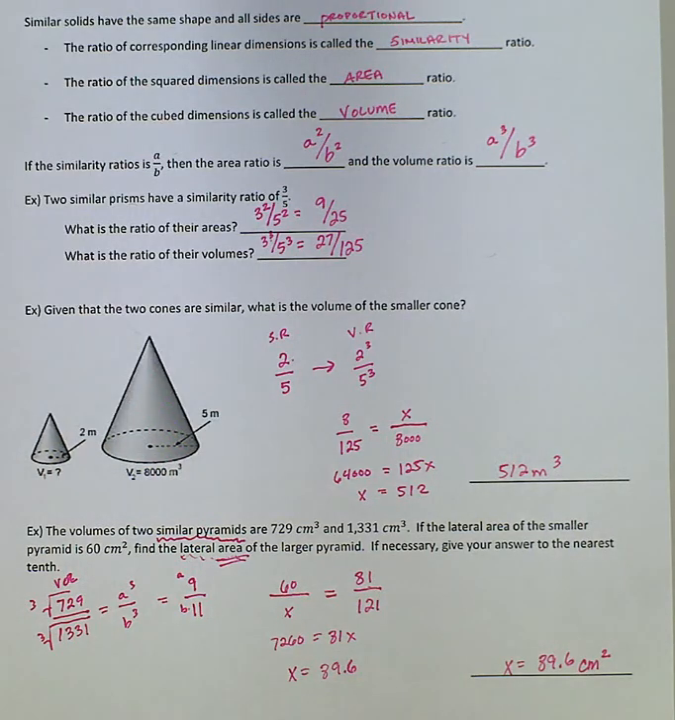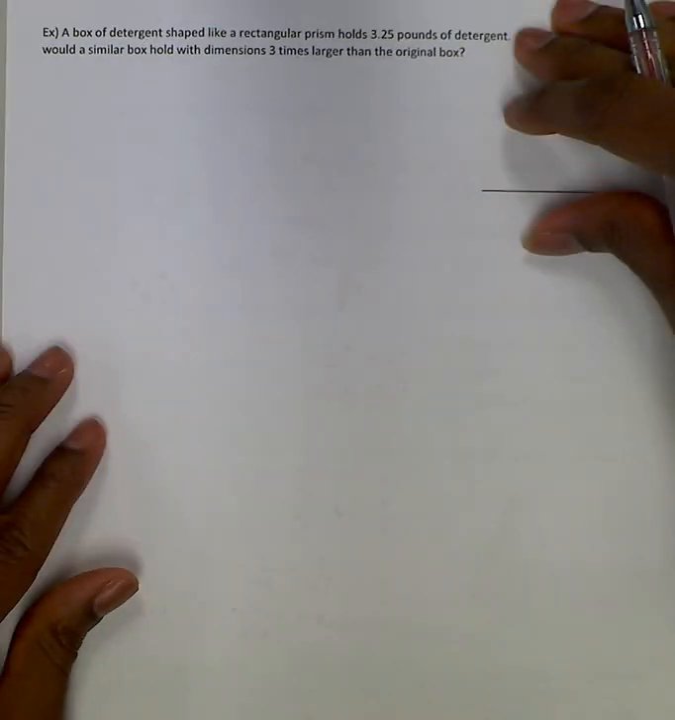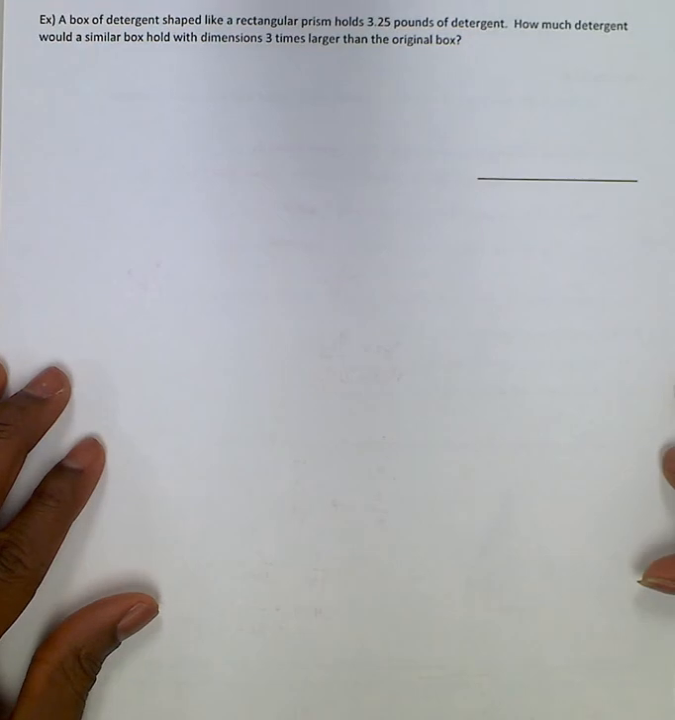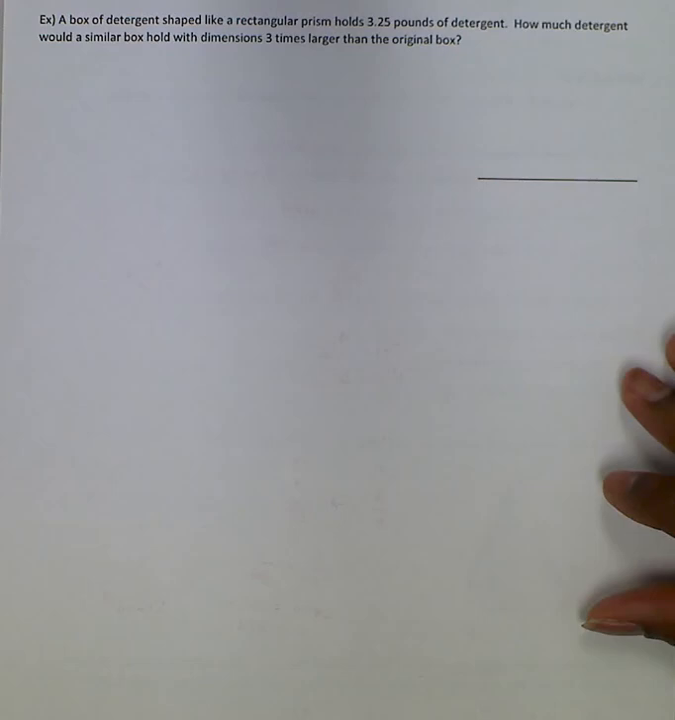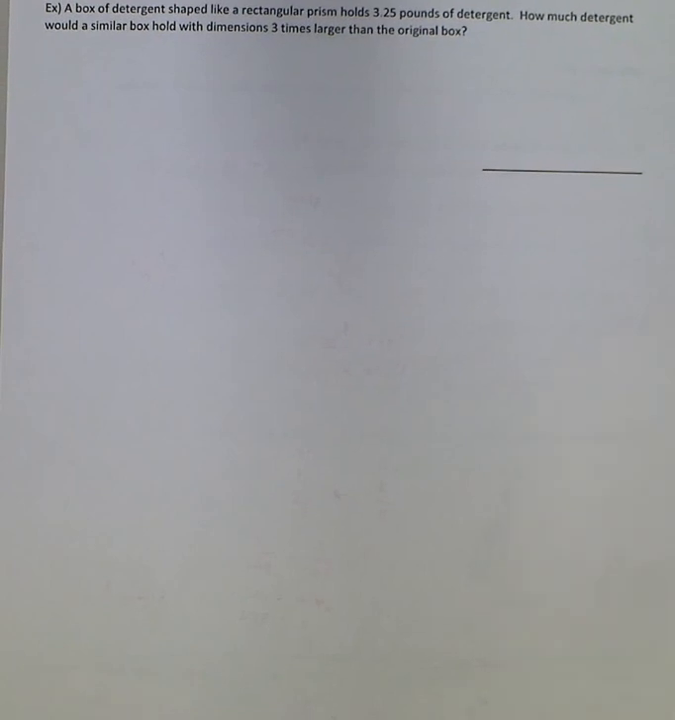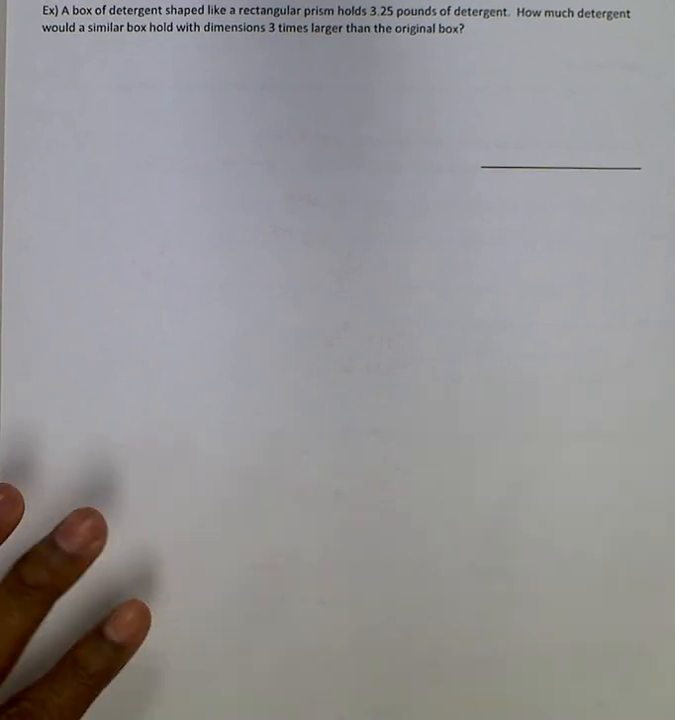So, using that ratio to set up a proportion and solving for the unknown measurement. One last example here on the back. A box of detergent shaped like a rectangular prism holds 3.25 pounds of detergent. How much detergent would a similar box with dimensions 3 times larger than the original box hold? What we're looking at is that pounds is actually a volume measurement.